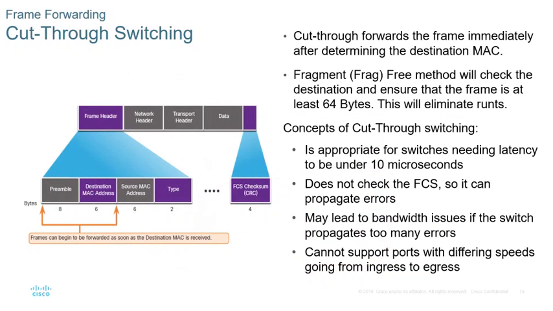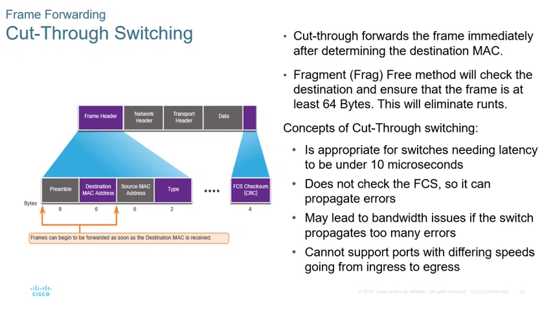With cut-through switching, it's good in the sense that it's faster, but the problem with it is that it doesn't have any form of error checking, so it can potentially send out and propagate errors. It can also create some bandwidth issues on the switch if it sends out too many errors towards the device. So we have to be a little bit careful with cut-through switching.